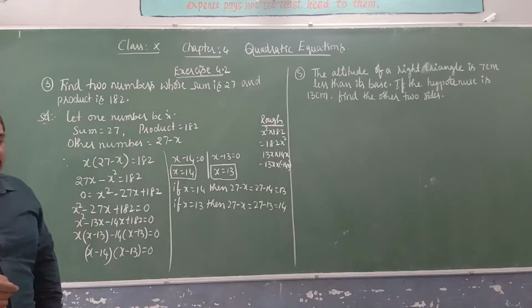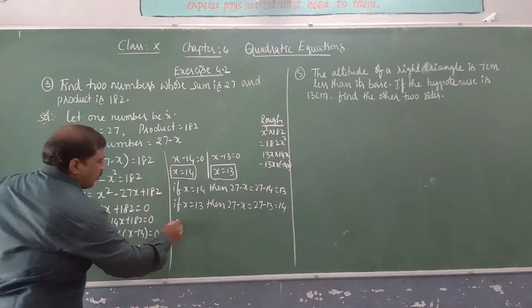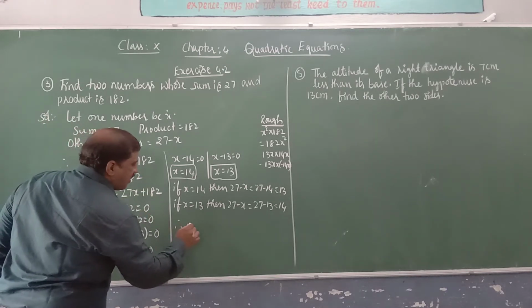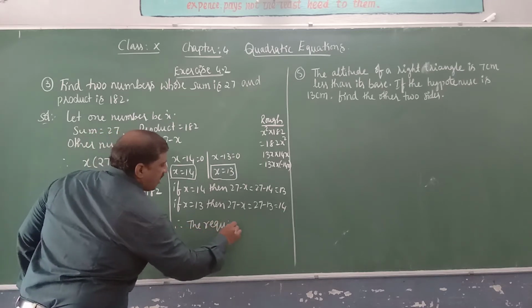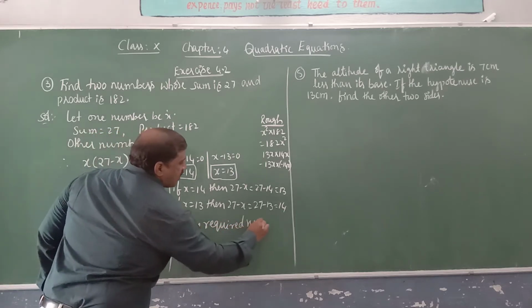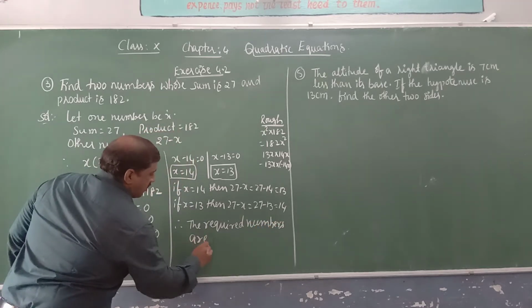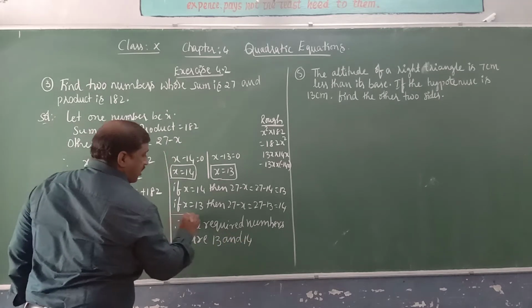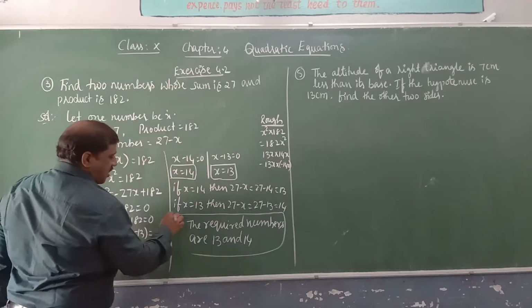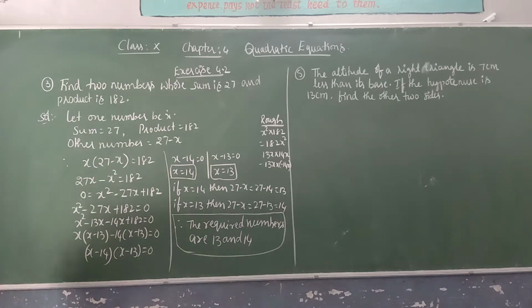Therefore, what are the required numbers? 13 and 14 are the required numbers. Therefore, the required numbers are 13 and 14. So like this you will solve the statement problems, that is word problems, using the factorization method.